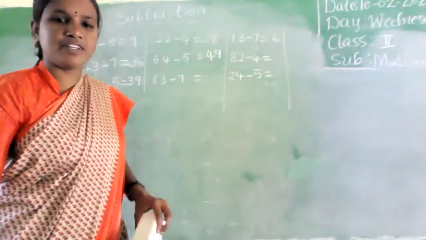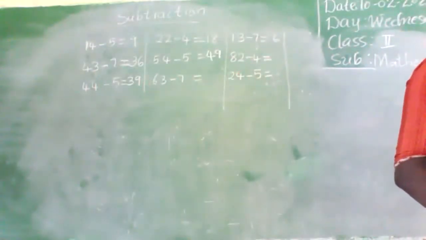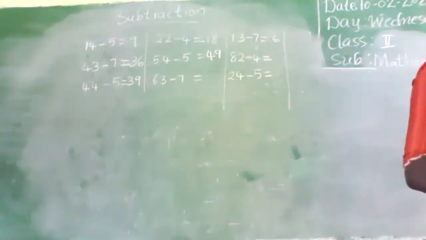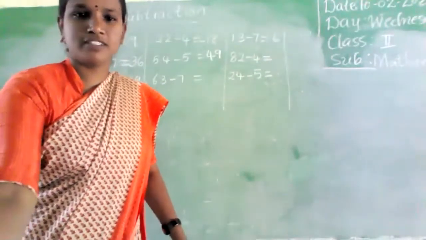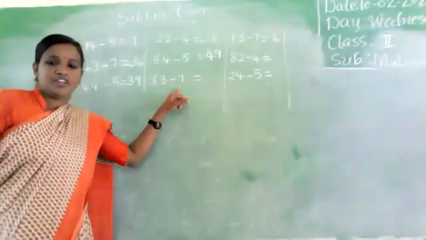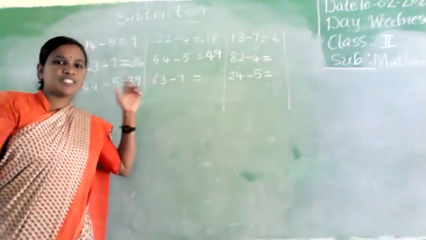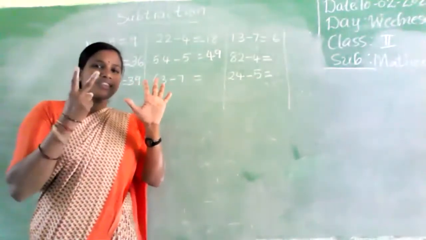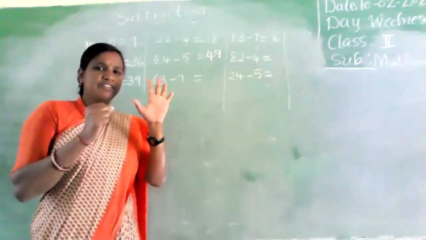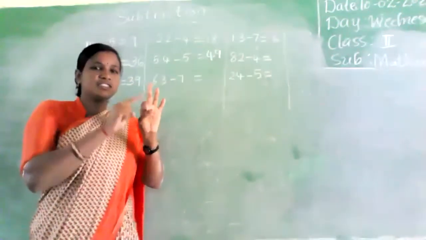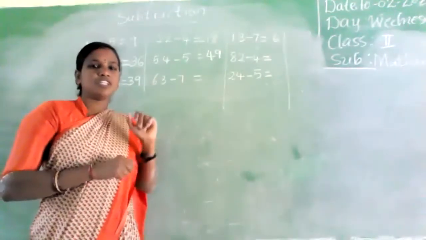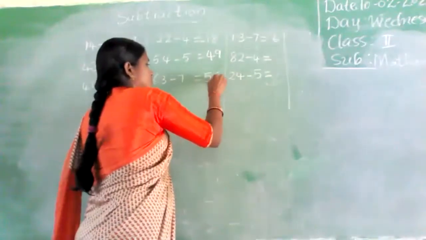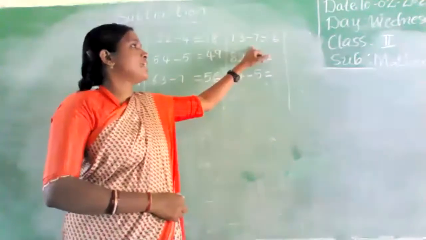Next, 63 minus 7. We subtract 7 from 63. So remember 63, take seven fingers. 63 before numbers: 62, 61, 60, 59, 58, 57, 56. So 63 minus 7 is equal to 56. So 13 minus 7 is equal to 6.